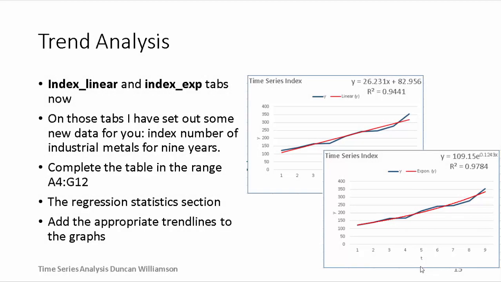Index linear and index EXP tabs now, and on those tabs I've set out some new data for you. It's index numbers of industrial metals for 9 years. So complete the table in the range A4 to G12, complete the regression statistics section, and add the appropriate trend line to the graphs.